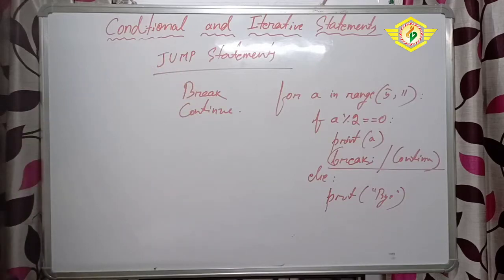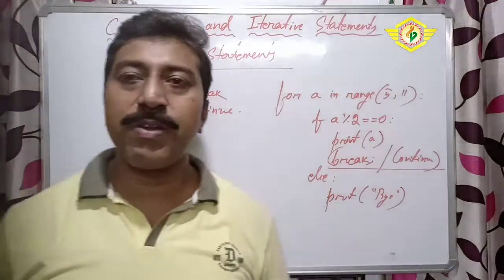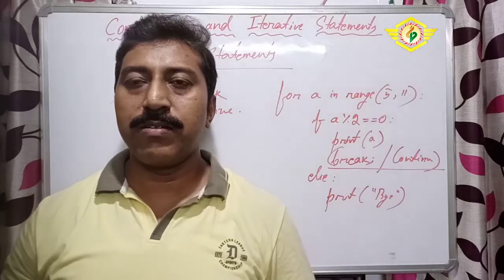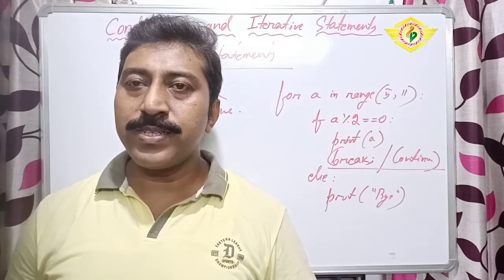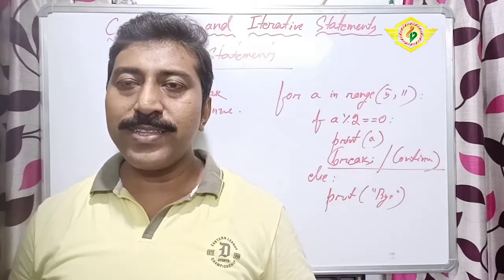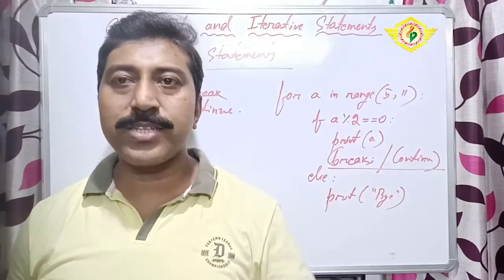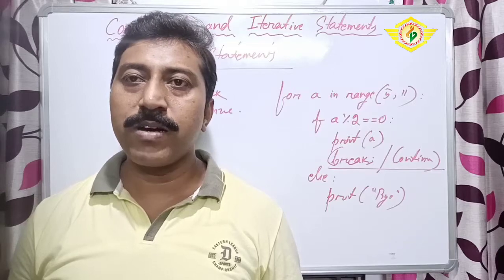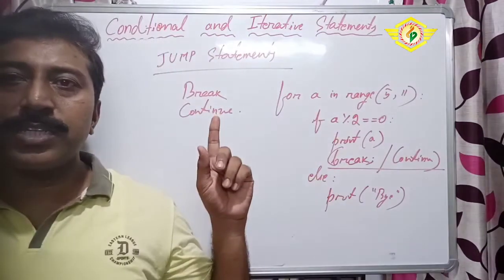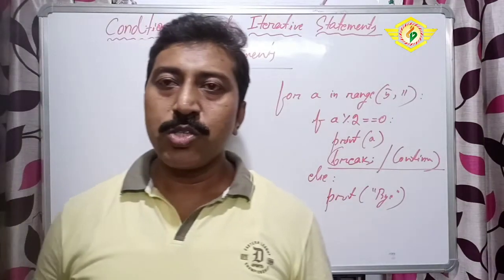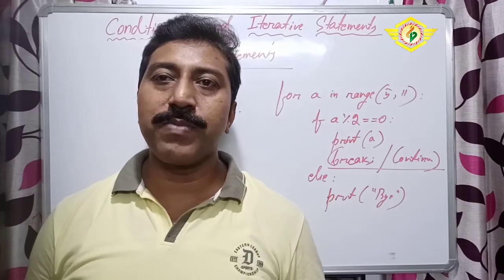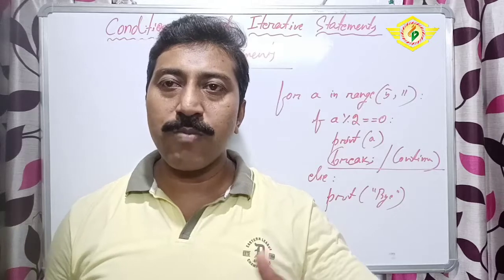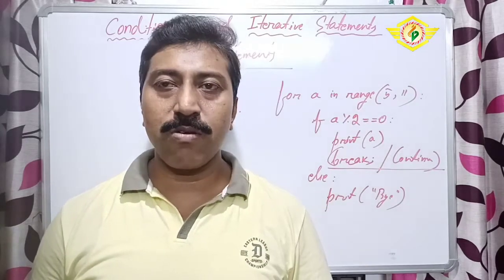What are jump statements? First I'm just explaining to you, then after that I'll show you the example. Jump statements mean the control will jump from one statement to another statement with the help of a few commands, which are break and continue. So break and continue in Python are known as the jump statements. That means the control can jump from one statement to another.